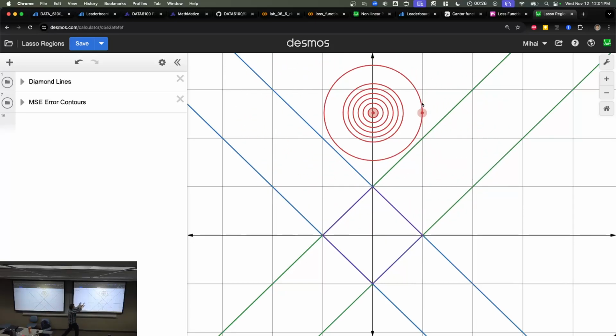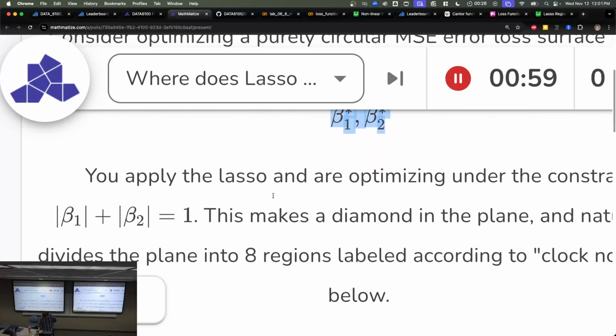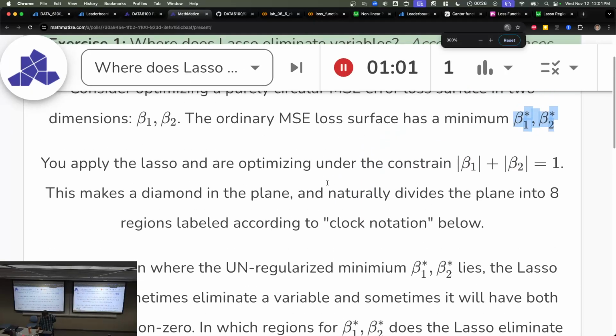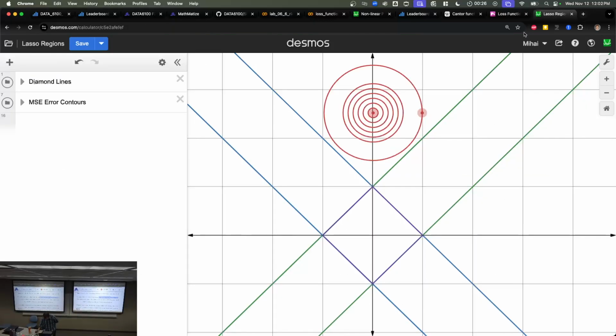You have to picture the bowl coming out of the screen and getting large. That's the loss function that we're trying to consider here. Okay, let's read the rest of the question. You apply the lasso and are optimizing under the constraint that the absolute value of beta 1 plus absolute value of beta 2 equals 1. In other words, you're trying to find the minimum value of this bowl, but only on this diamond shape over here. So this diamond shape, those are the only points we're looking at.